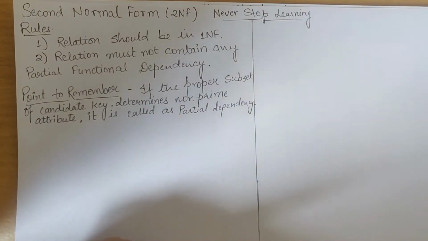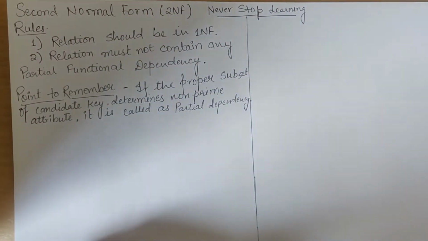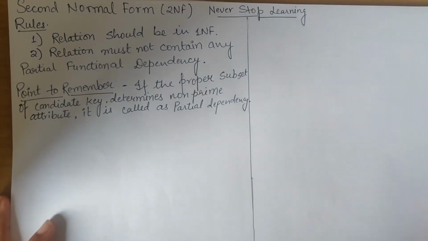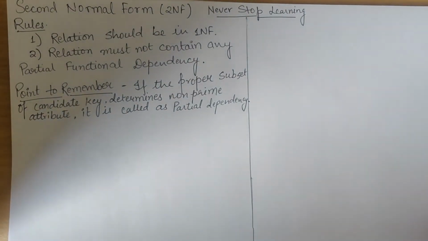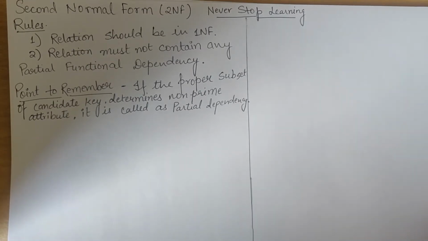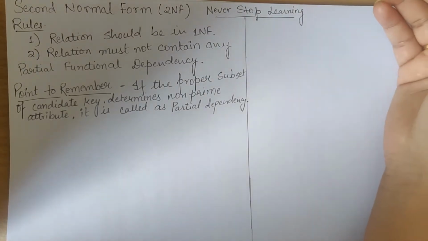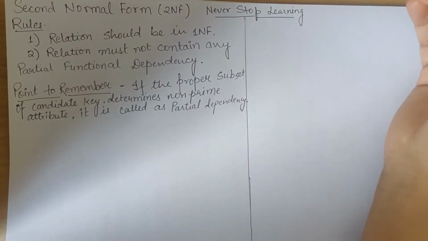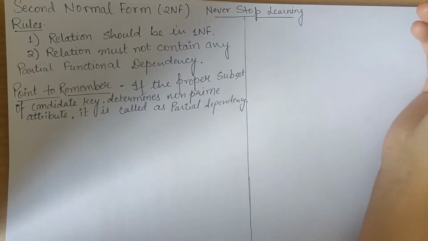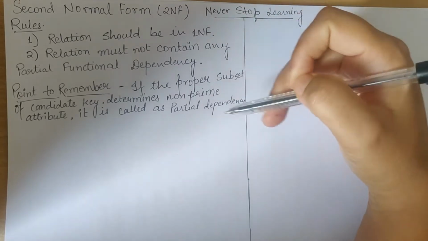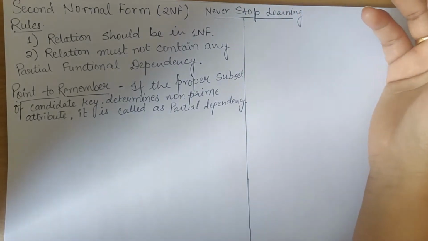Hello everyone. In the series of Learning Database Management System, today's topic is second normal form. We have already discussed the first normal form of normalization, and there are a few rules which every normal form has to follow. If the relation follows those rules, then we can say that the relation is in a particular normal form. Normalization is basically done to remove redundancy.